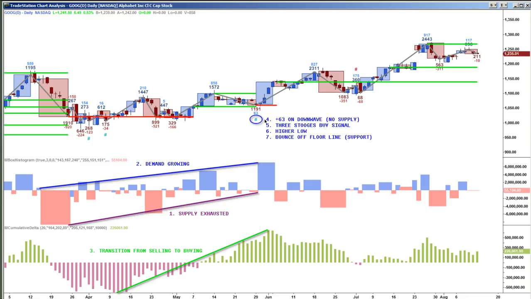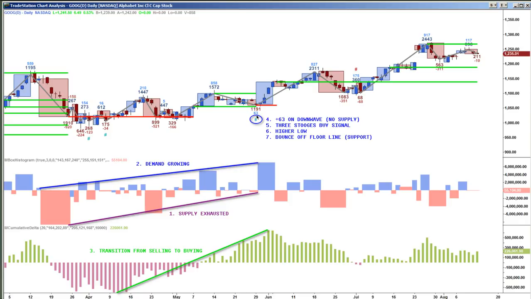Right here at this point, we've got a Three Stooges buy signal plus 63 on a down wave. There's more buying happening on this down wave. So there are some people that know something that other people don't. There's a lot of people stacking up on buy positions here. Could be insider trading.